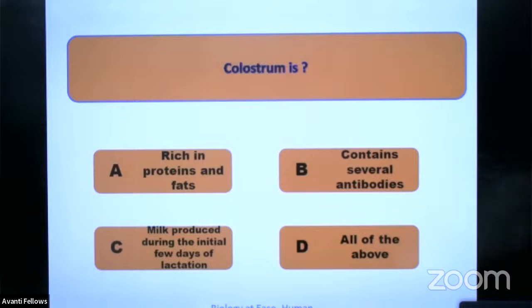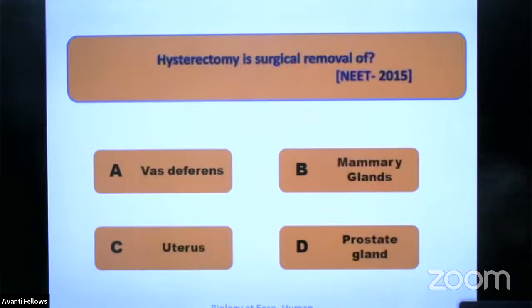And we will go to the next question, question number 42. Hysterectomy is the surgical removal of the uterus only. So the correct answer for the question is option C. Hysterectomy is a surgical removal of the uterus only. Option C is the correct answer.